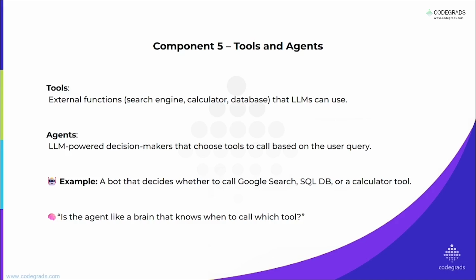So it will then call the calculator tool among all these three tools, and it will say that the calculator will be the best option for answering the user query. So this is the role played by the agent. For example, we can see a bot that decides whether to call Google search, SQL database, or a calculator tool. The decision of calling that tool is totally dependent on the agent, and the agent plays an important role in getting the answer more correctly for the user.